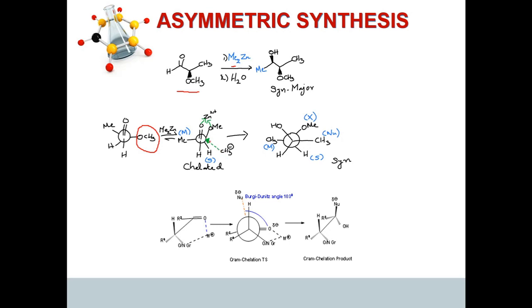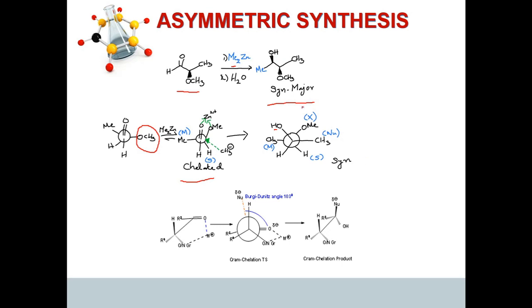Now when this attack takes place, my OH will be pushed here, so I have my OH here, my hydrogen is pushed here, I have my methyl group here, and my OMe is still here. Now when this chelation occurs, I end up with a syn as the major product. Okay, so this is my syn product.